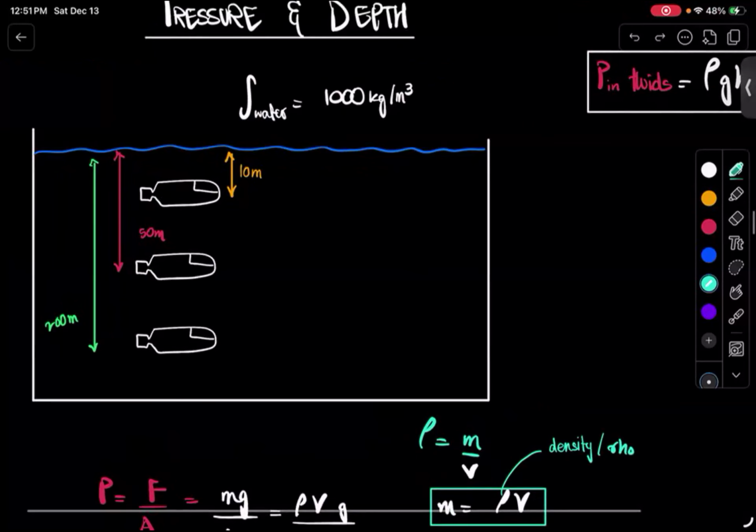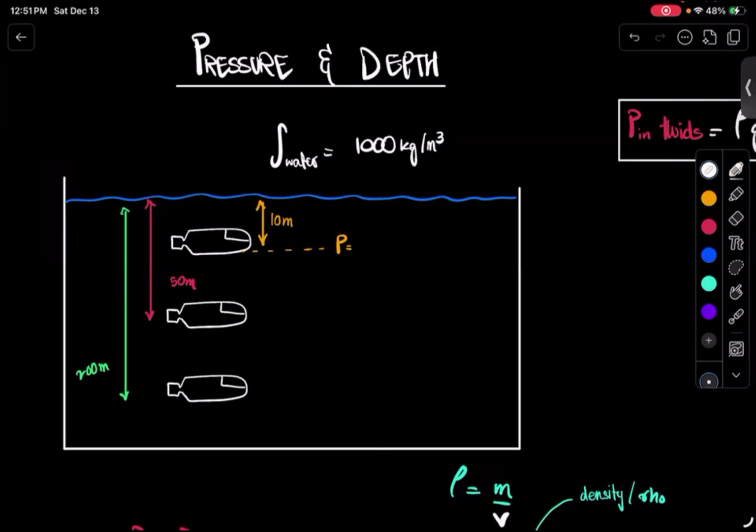Now, let's do a few basic calculations. For example, let's say you have a submarine in water, and let's calculate the pressure of this submarine at this step. Pressure is equal to rho 1000 into G is 9.81, and the depth is in this case 10 meters. So that means this is 98100 pascals.